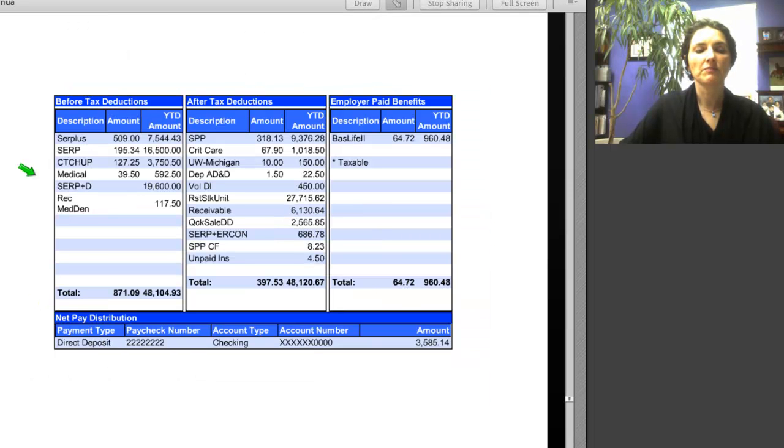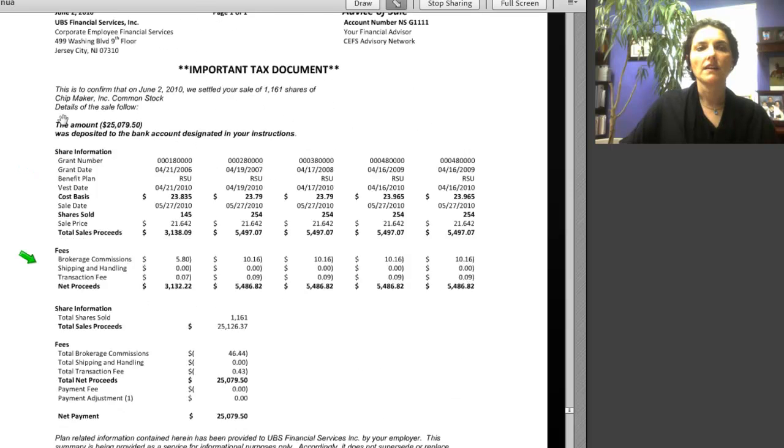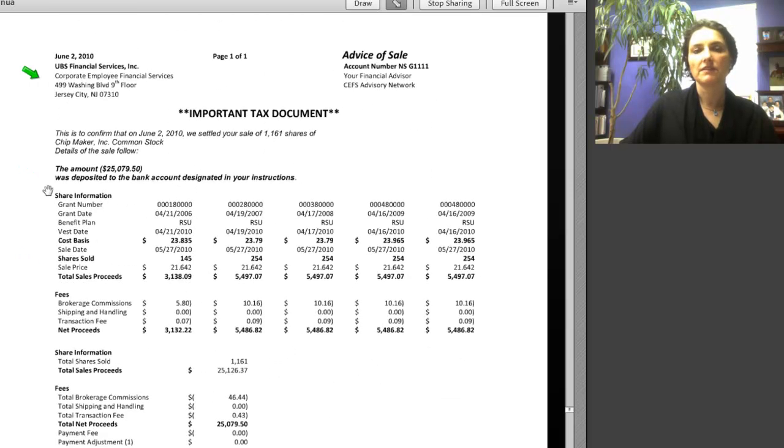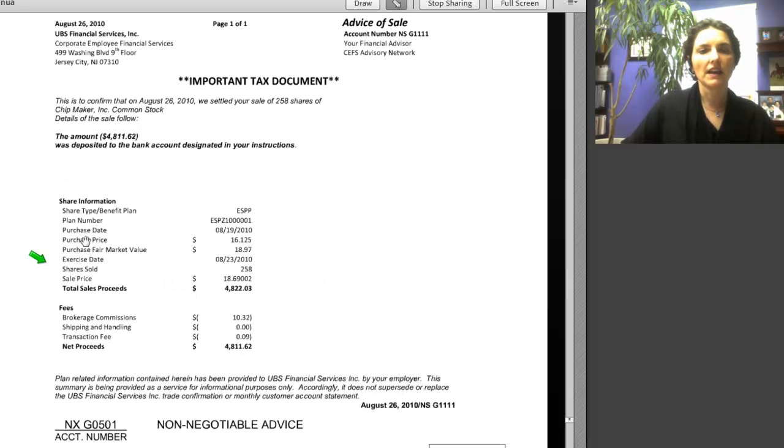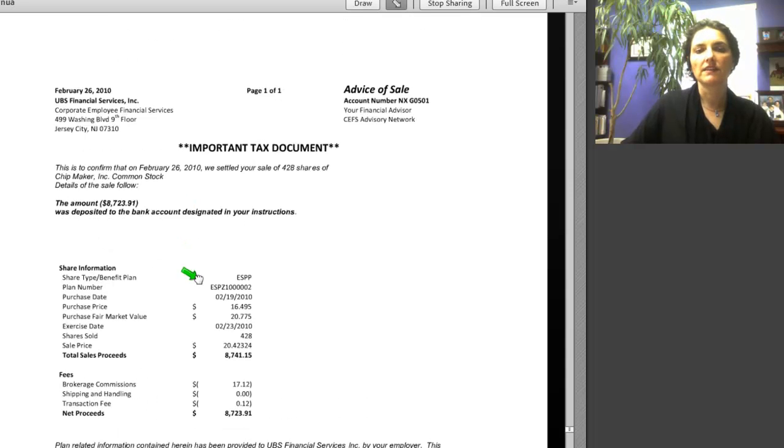Here is more information from his year-end pay stub. This net statement is an advice of sale for the sale of the RSUs through Chipmaker, Inc. Please take some time to analyze that and do the best job you can of figuring what it means. Here we have the sale of Chipmaker ESPP, or Employee Stock Purchase Plan shares. And finally, the last advice of sale document I'm going to show.